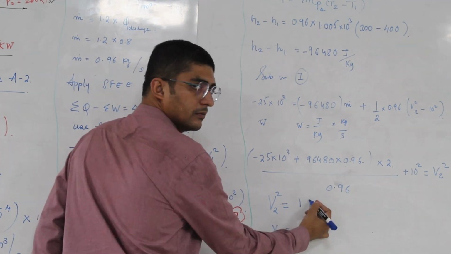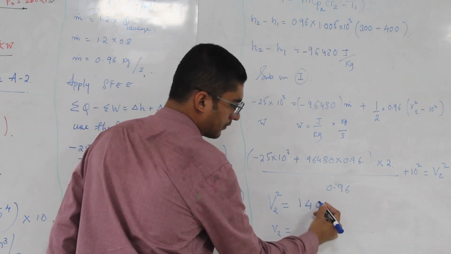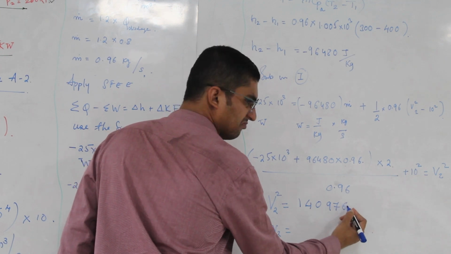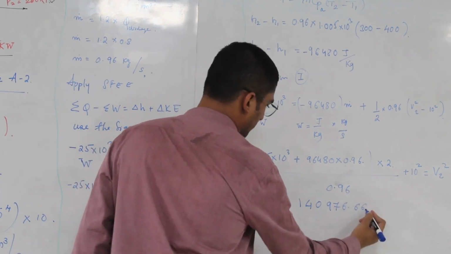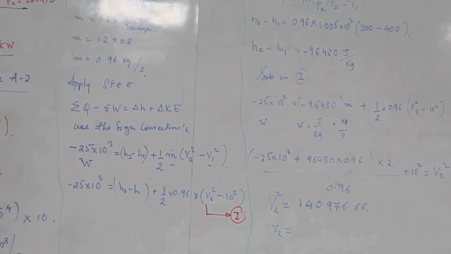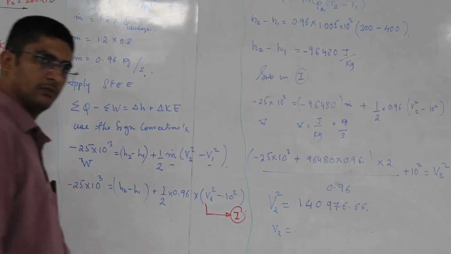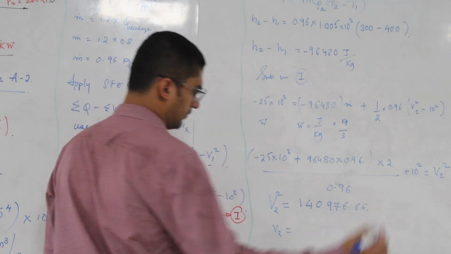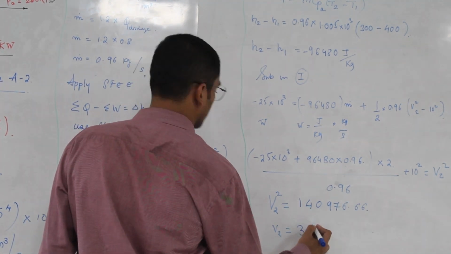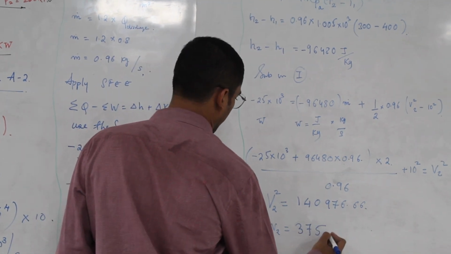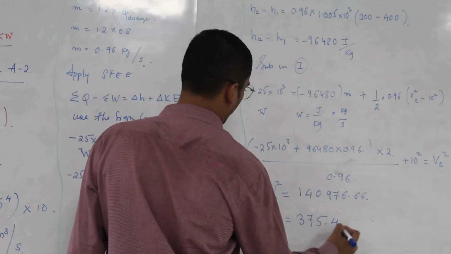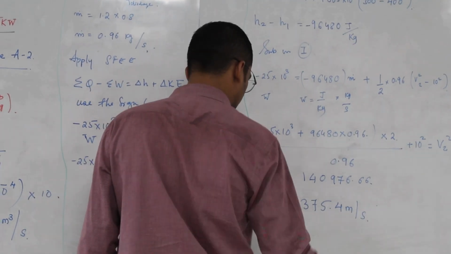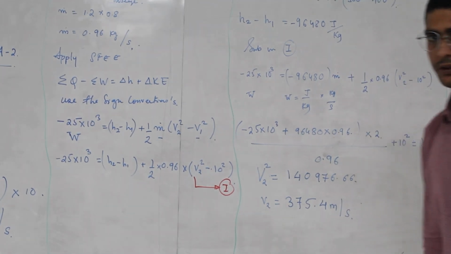V2 square is 140976.66. Square root of that is 375.4 meters per second. Okay, so that's a huge increase in the velocity.